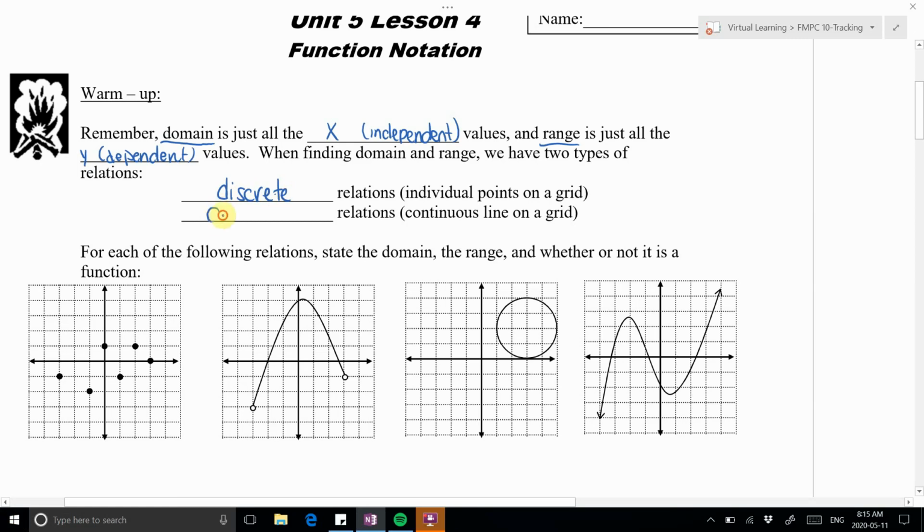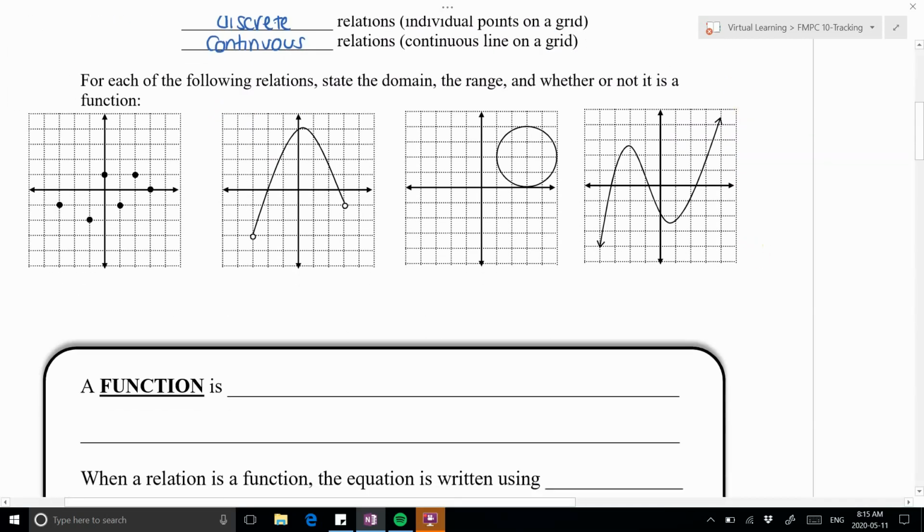Our other type, our continuous graphs, are ones where those points are connected using a line. So when we're talking about domain and range, we're going to have all of those values in the middle be possible. So here for this first one, we have a discrete graph.